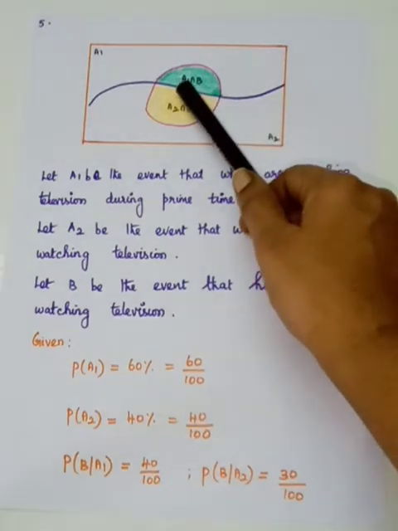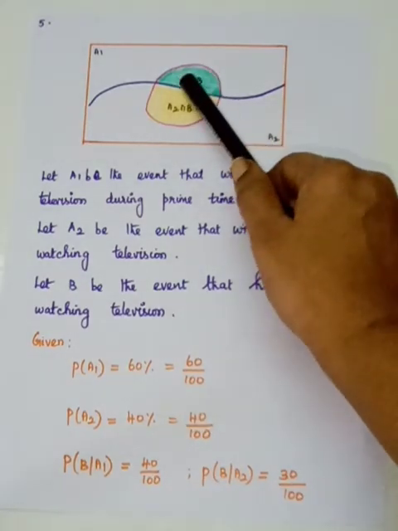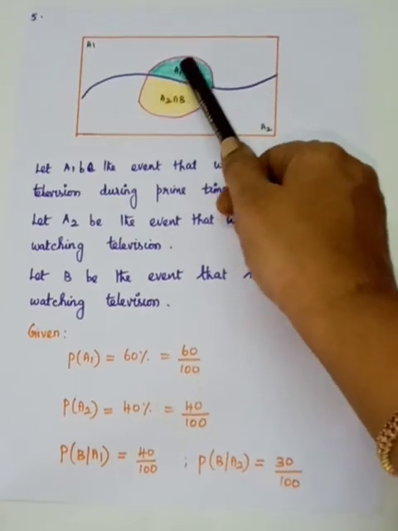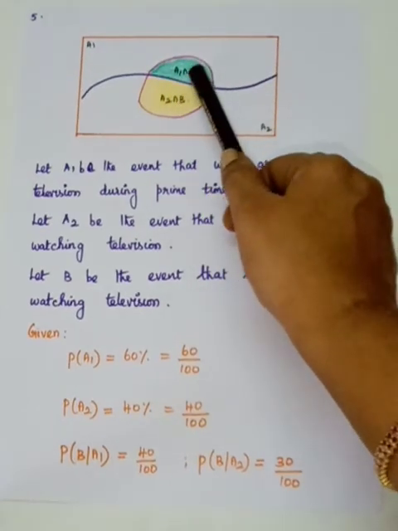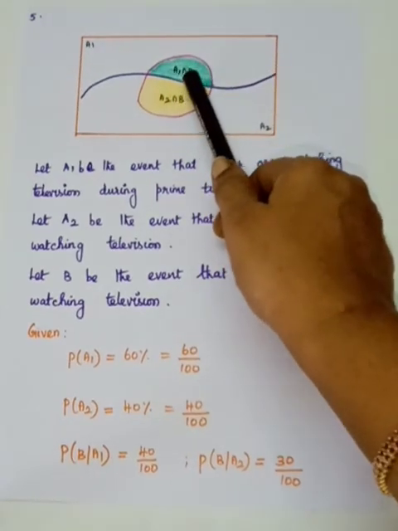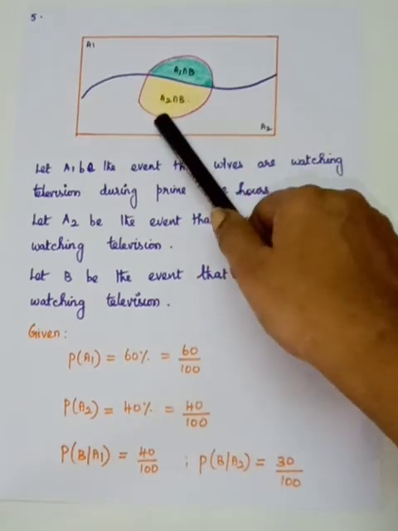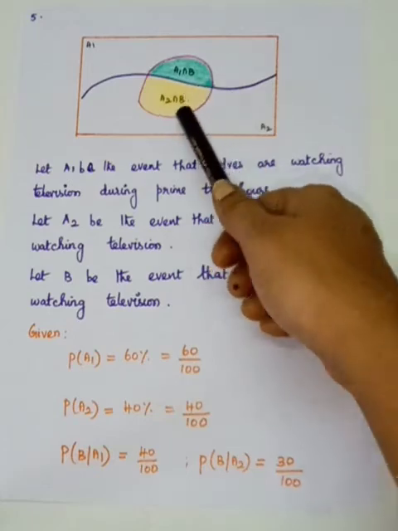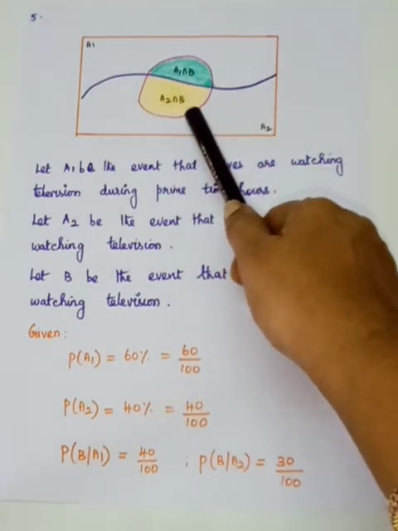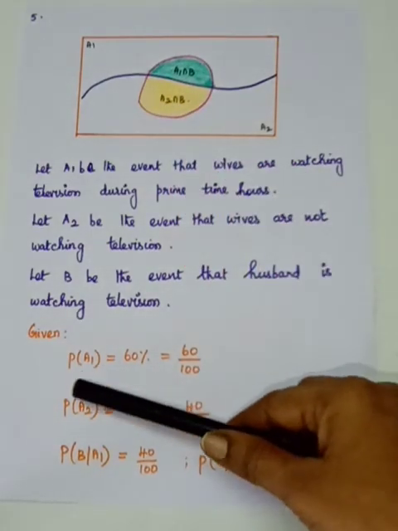Okay, what is A1 intersection B? When the wife is watching, husband is also watching. Okay, both are watching the television, that is A1 intersection B. Here what is A2 intersection B? When the wives are not watching, the husband is watching the television, that is A2 intersection B. Okay, here we have to find out P of A1.